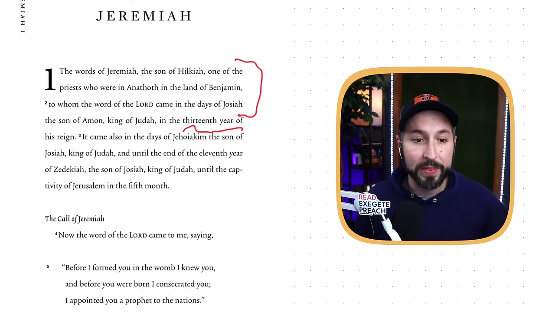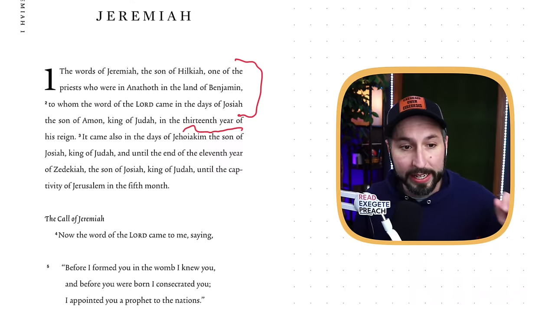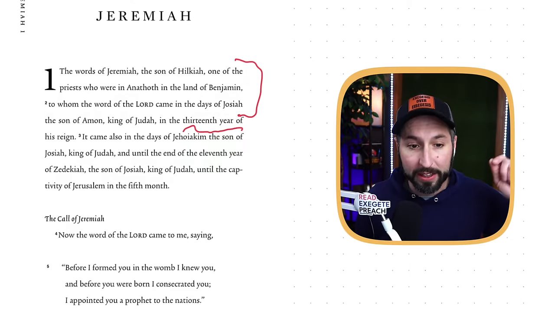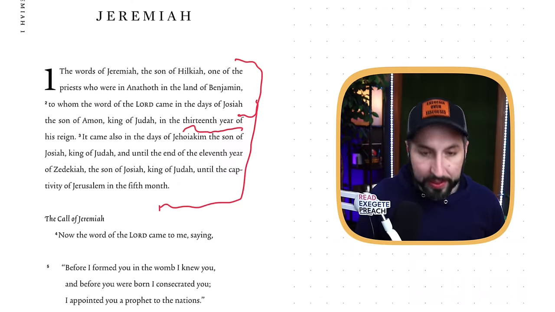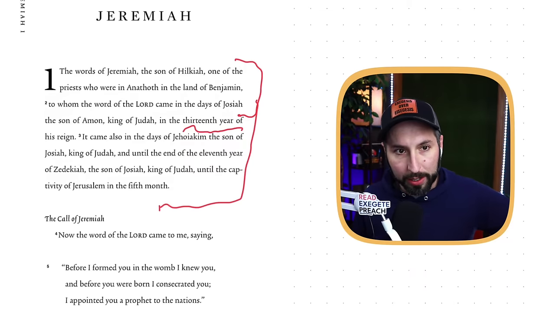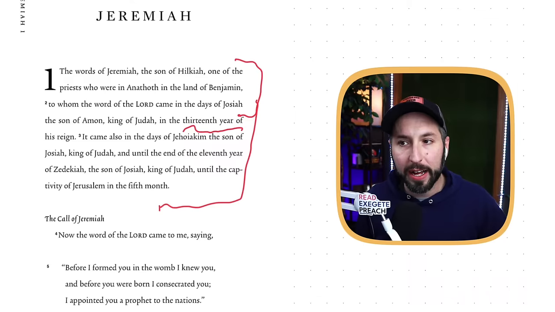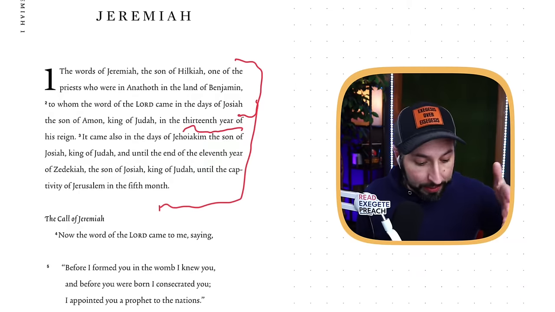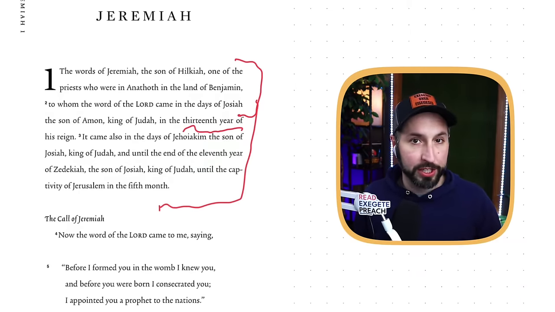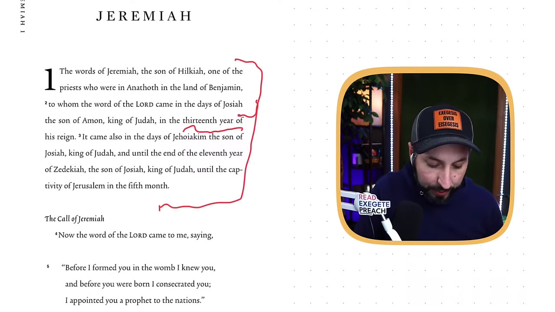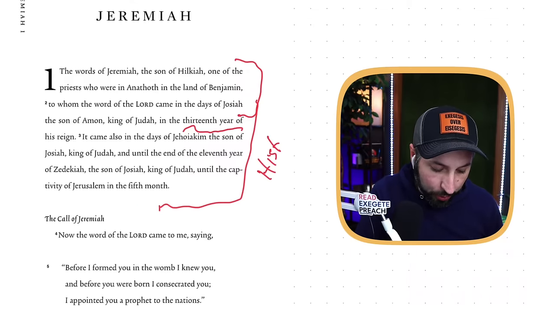We can keep going. Verse 3. It came also in the days of Jehoiakim, the son of Josiah, king of Judah, and until the end of the 11th year of Zedekiah, the son of Josiah, the king of Judah, until the captives of Jerusalem in the 5th month, right? All of this is incredibly important to understand as you enter into the book of Jeremiah. Because Jeremiah is setting up, hey, this is the time, this is the place, this is what's going on, so that we can place it and understand what the context of the situation is, like what's happening right now. Now, within the context of 1 through 3, within this timeline, right? This is bringing us into like a very, this is historical, right?